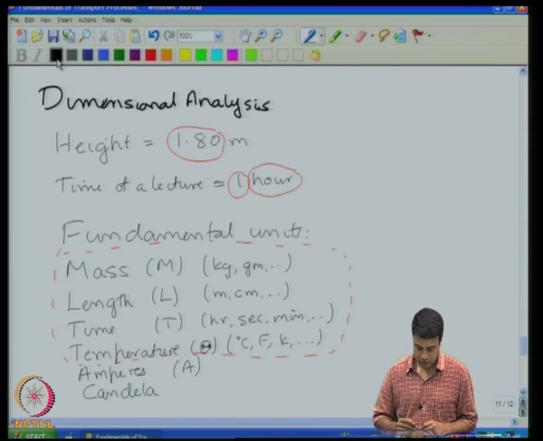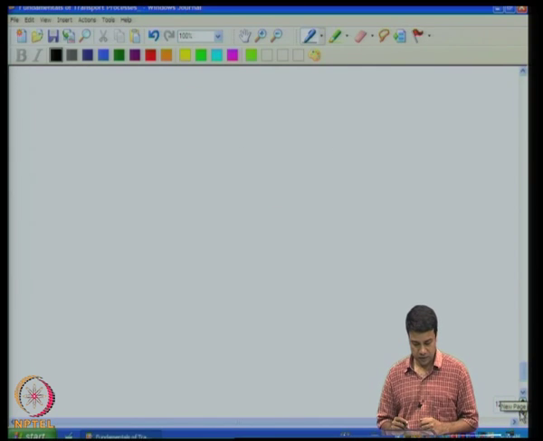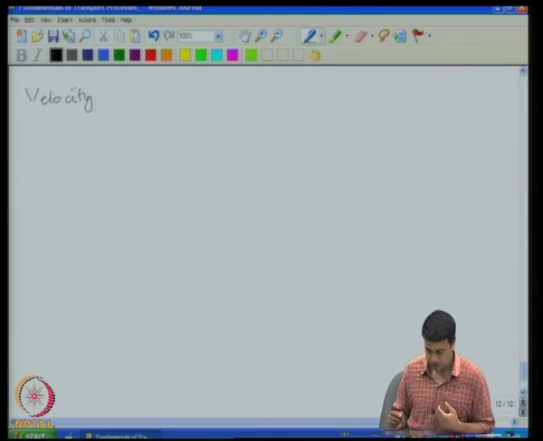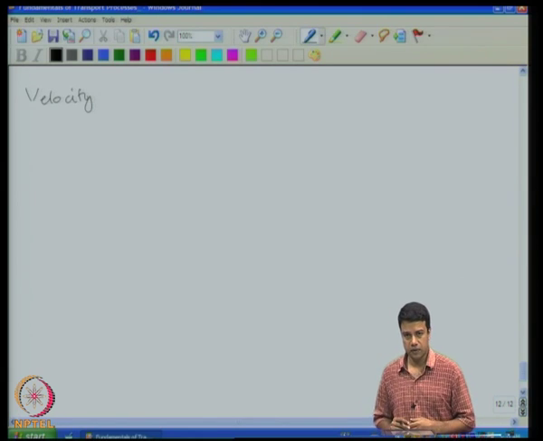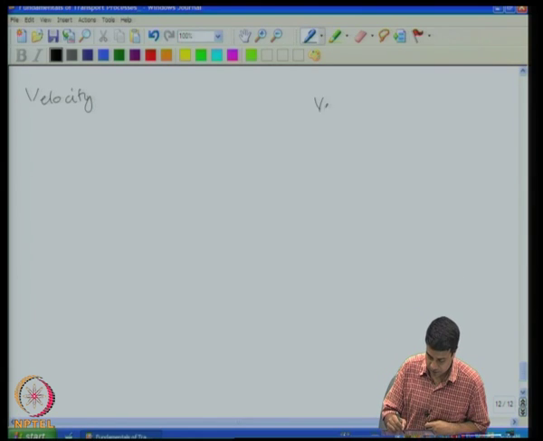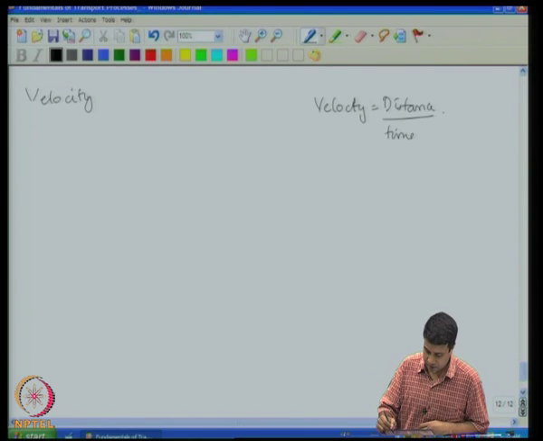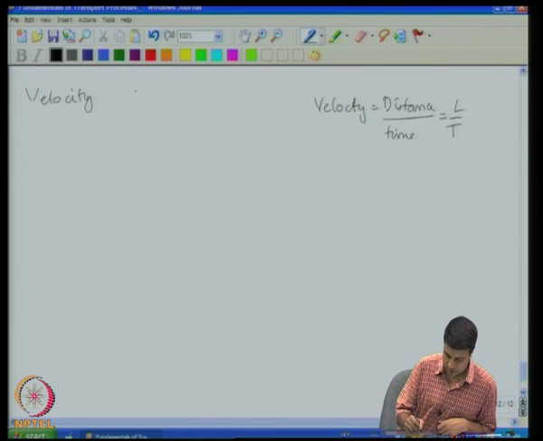Now, how do we get derived units from these fundamental units? For example, velocity. Velocity is distance moved per unit time. So, velocity is equal to distance by time. This has units of distance divided by units of time, which is L by T. So, the velocity has dimensions of L T inverse.